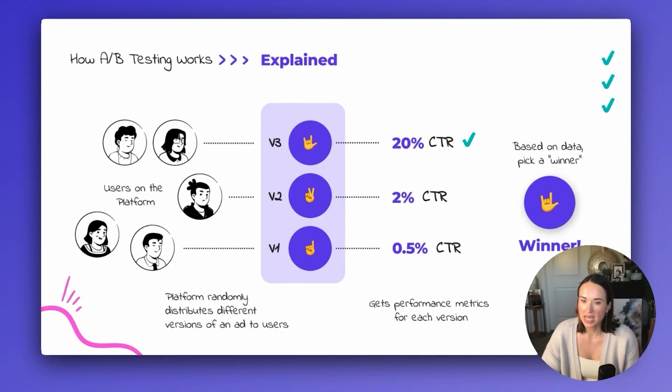Which one performed best? Okay, well, let's compare click-through rate. This one has a 20%, this one has a 2%, and this one has a 0.5%. So version 3 is the strongest based on the data. Platforms will randomly distribute different versions of an ad to its users, and we are then able to get those performance metrics for each version.